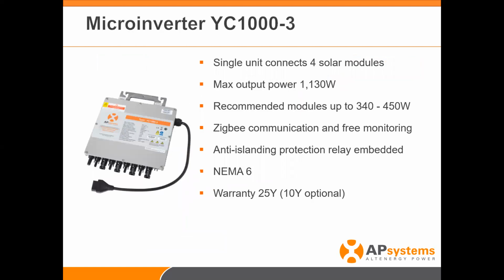As far as the 1000 is concerned, the YC1000 for a 3-phase, again, 4 solar module inputs, a maximum of 1130 watts AC output, and recommended modules. The 340 to 450 is basically, if you're using 4 here and using 3 here, 3 modules, this gives you an idea. We want to make sure that you maximize the amount of power that's coming into the device, so you maximize the amount of power that's going out of the device.